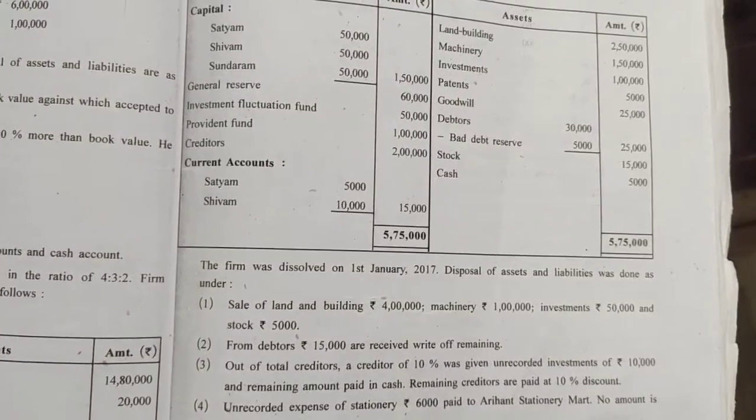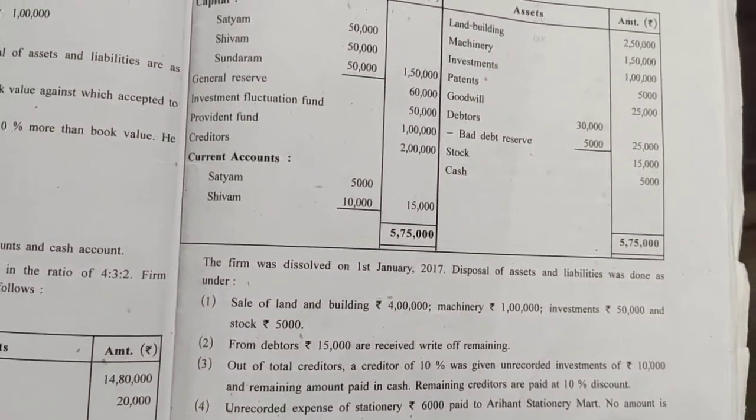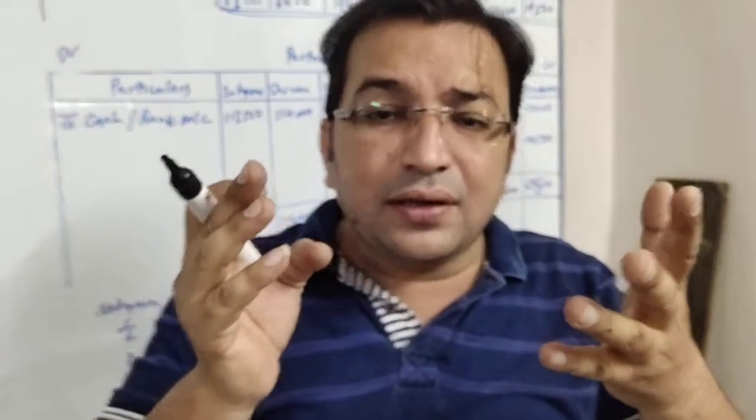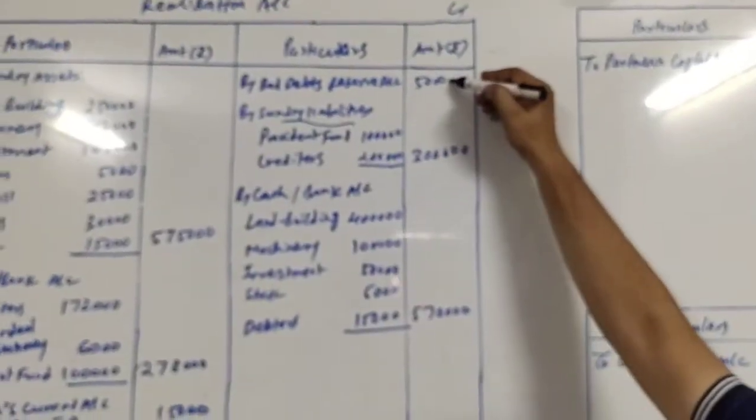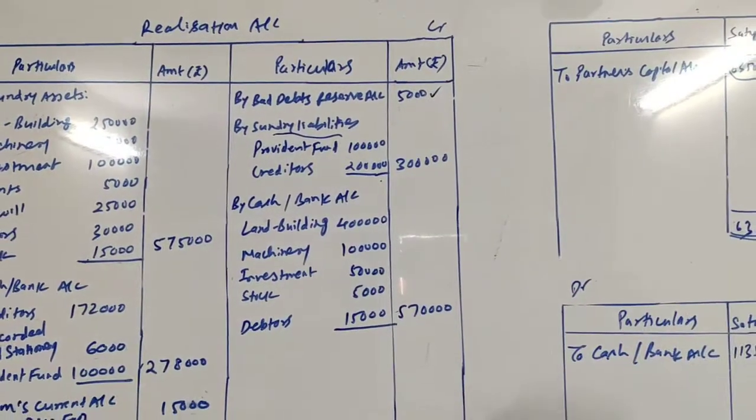Next is bad debts reserve. It was rupees 5,000, which is a provision. Bad debts reserve is a provision. We need to close it and transfer to the credit side of realization account. Entry will be bad debts reserve account debit to realization account. So here it is, by bad debts reserve account 5,000.